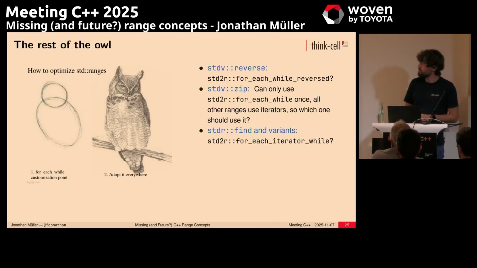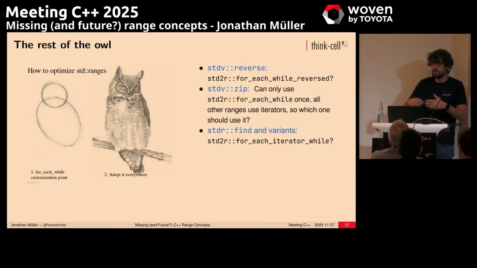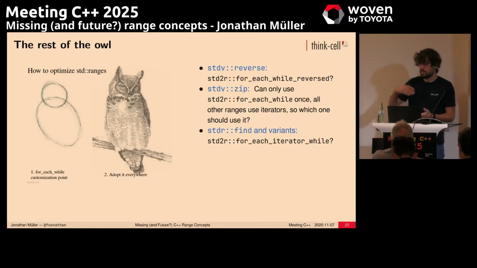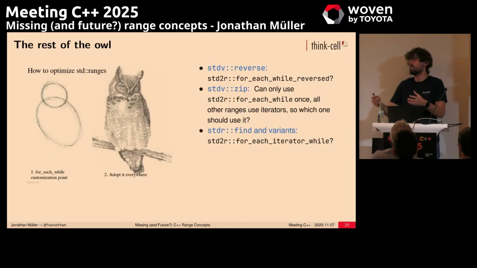Then we fundamentally cannot support find. Find gives you an iterator, and we can't implement it in terms of for each while because we don't have the iterator. Now we could imagine a for each iterator while, which does not give us the values. Instead, it gives us the iterators. And then we can do something like that, but that means that we still need to have iterators. And in a concat, that involves constructing a variant, and then we might lose any performance gains.